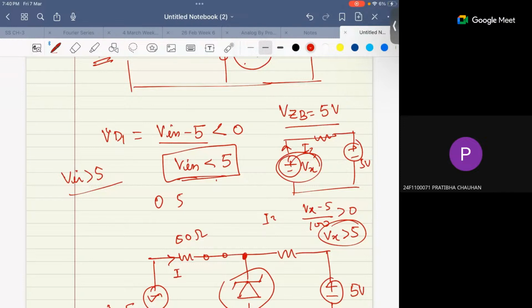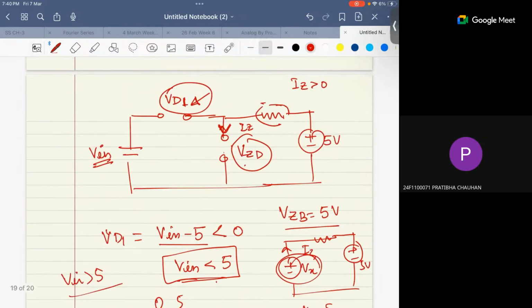Okay, this is getting complex. Should I explain it from the start? Is it clear to everyone, or should I explain it? Okay, let's work it from the start.